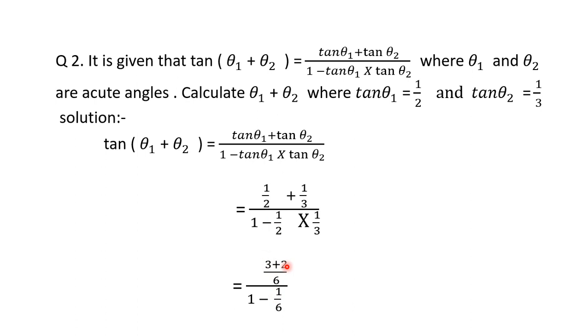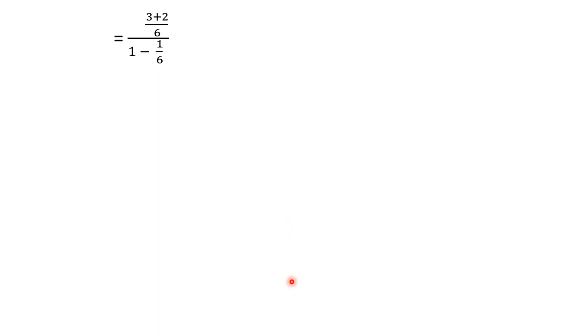In the numerator we get (3 plus 2) upon 6, and in the denominator the product of 1 by 2 and 1 by 3 is 1 by 6. So after this we get (3 plus 2) upon 6 over (1 minus 1 by 6). Now again in the denominator we take the LCM of the terms. In the numerator there is 3 plus 2 is 5, so 5 by 6, and in the denominator the LCM is 6, so (6 minus 1) upon 6. Now it will become 5 by 6 upon 5 by 6.